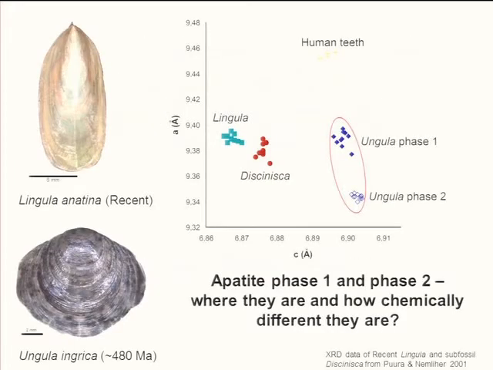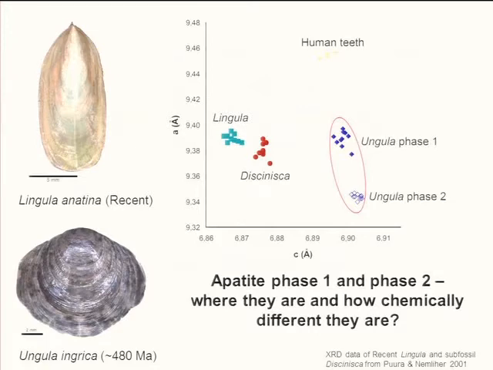In the case of fossil brachiopods, it has been shown by means of powder X-ray diffraction studies that there can be two different apatite phases in one fossil brachiopod shell. One of these phases is similar to the apatite in recent lingulate brachiopods. The other phase is different. The existence of two different apatite phases in one fossil brachiopod shell means that the apatite chemistry must be changing inside of fossil brachiopod shells.